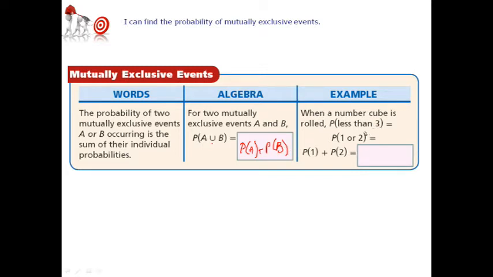So when a number cube is rolled, what's the probability of getting less than 3? Well, the numbers on the number cube that are less than 3 are 1 or 2. Probability of getting 1 is 1 over 6. Probability of getting 2 is 1 over 6. We combine that to get 2 over 6, or 1/3. Okie doke.